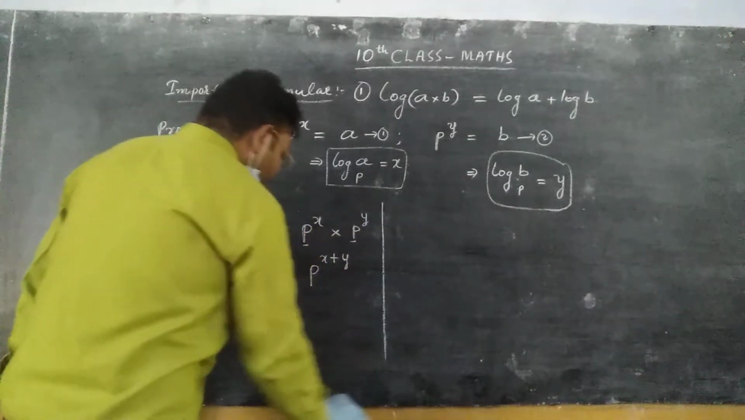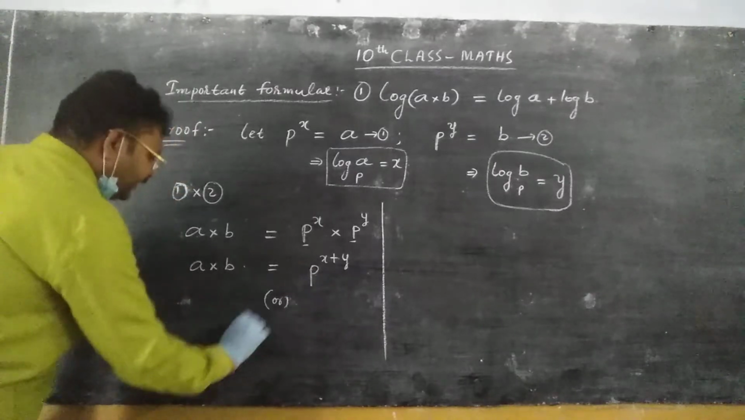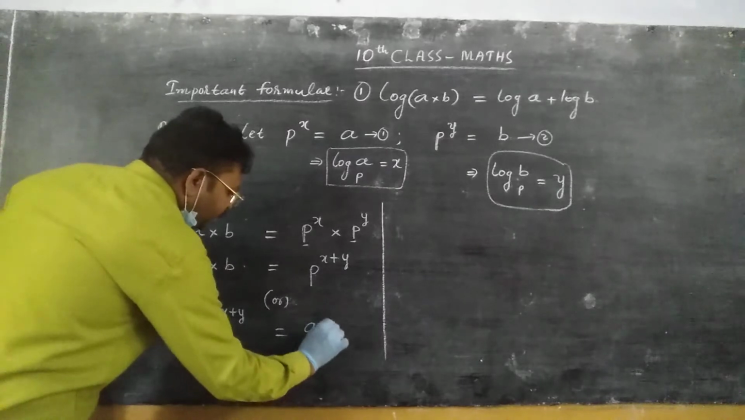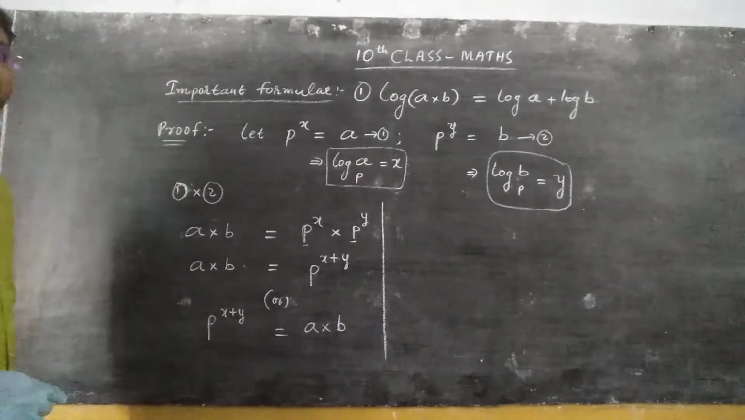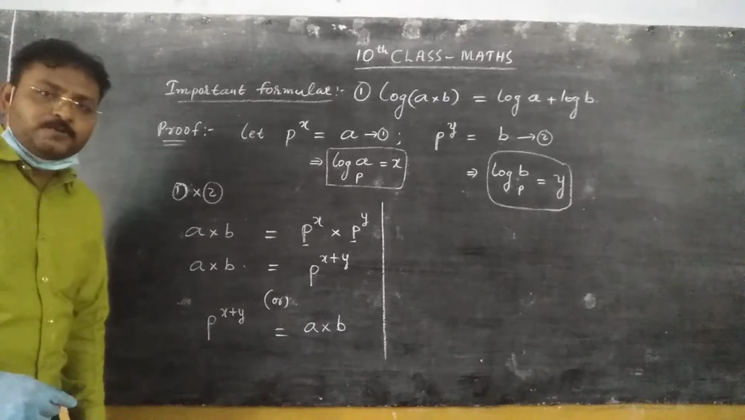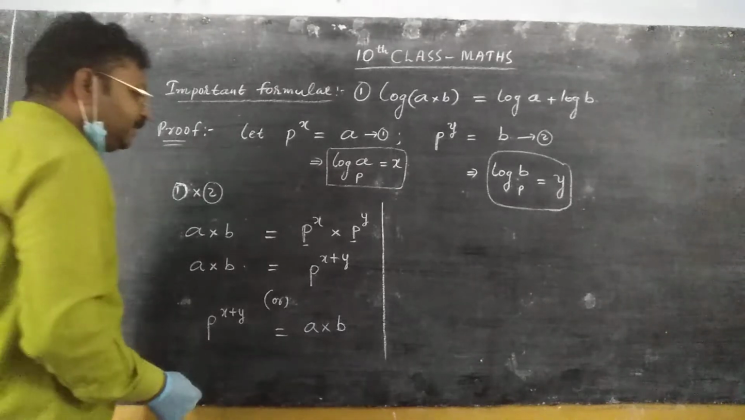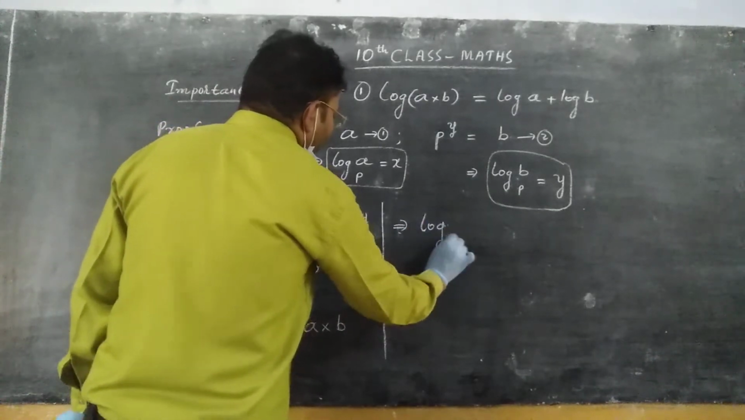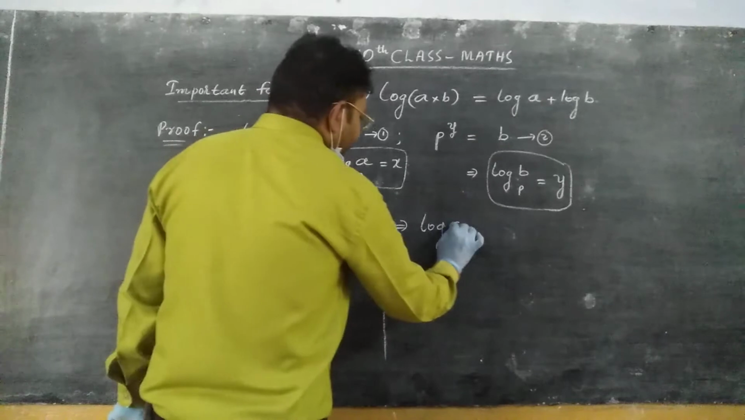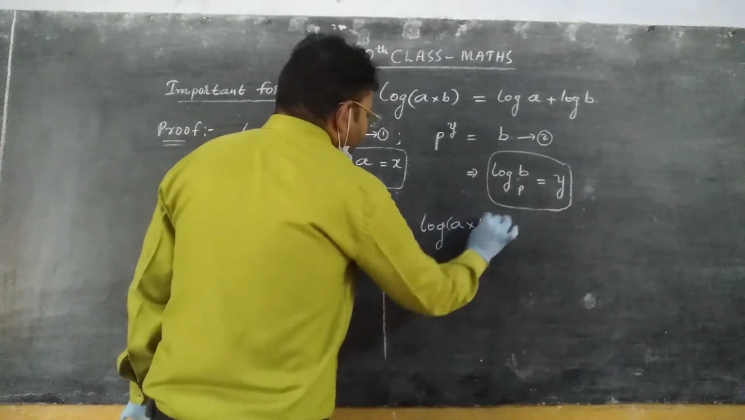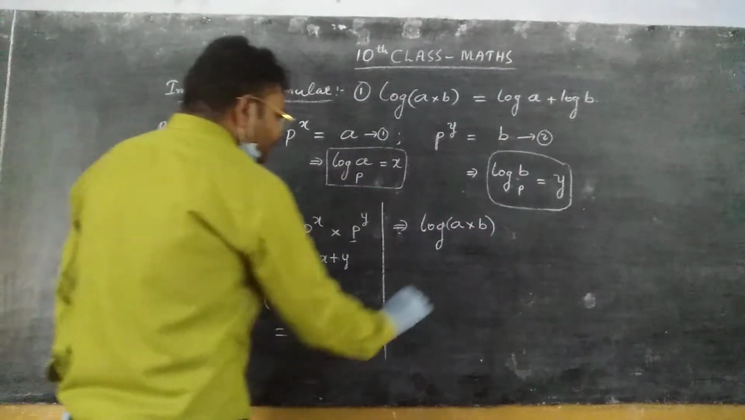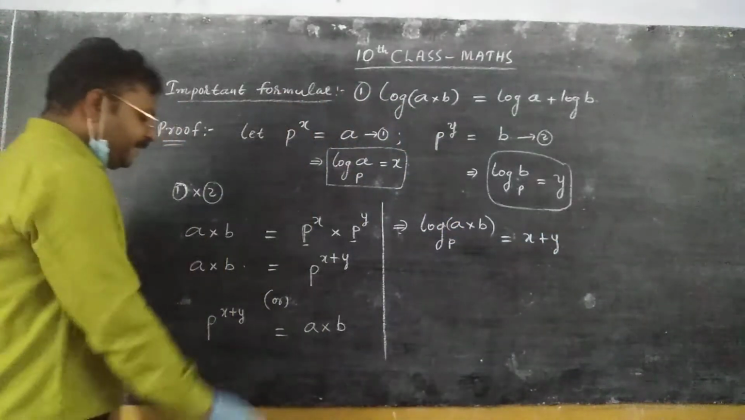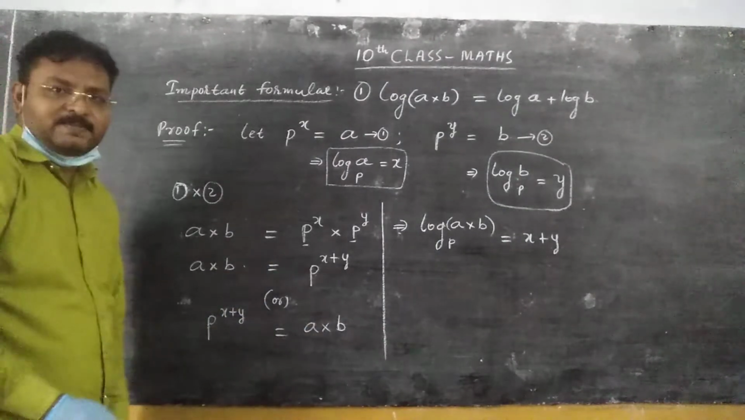Now write this expression another way. p power x plus y is equal to a into b. Now write it in logarithmic form. When we write it in logarithmic form, log a into b base p is equal to x plus y.